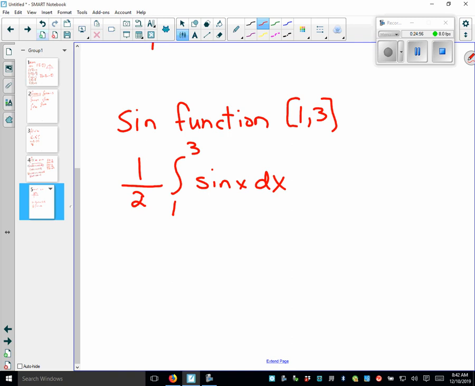Two decimal places. Chloe, is that what you got? Yeah. 0.765. Everybody okay with that? All right. I have one more problem. One more.